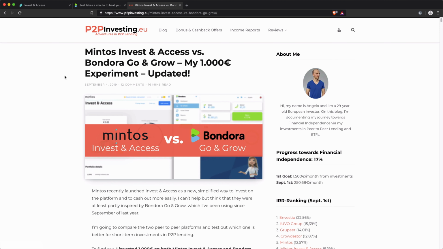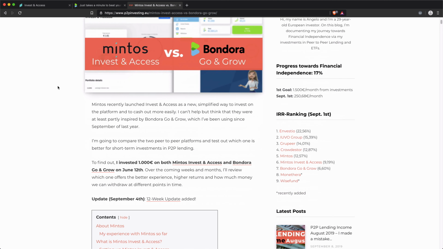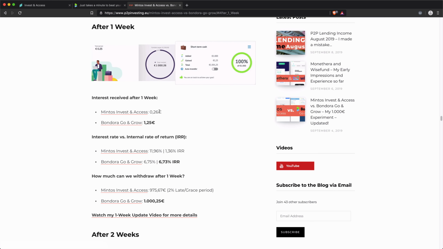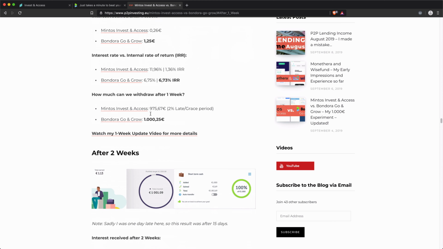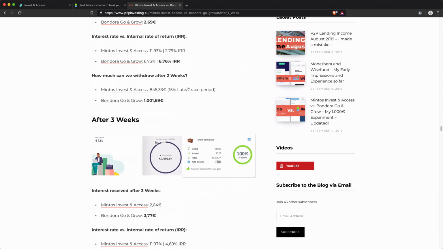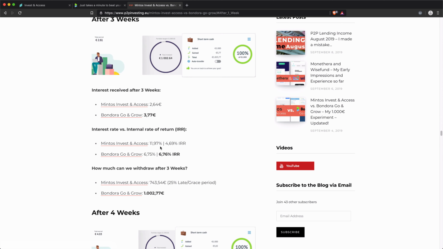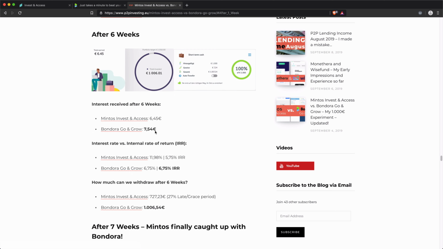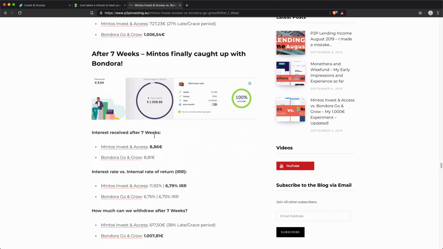And in case you haven't seen the article on my blog yet, here I've been tracking my experiment week by week since the beginning. And so you can see how many weeks it took Mintos Invest and Access, even though it had a higher average interest rate, to pass Bondora Go and Grow. And in this case, it was 7 weeks.